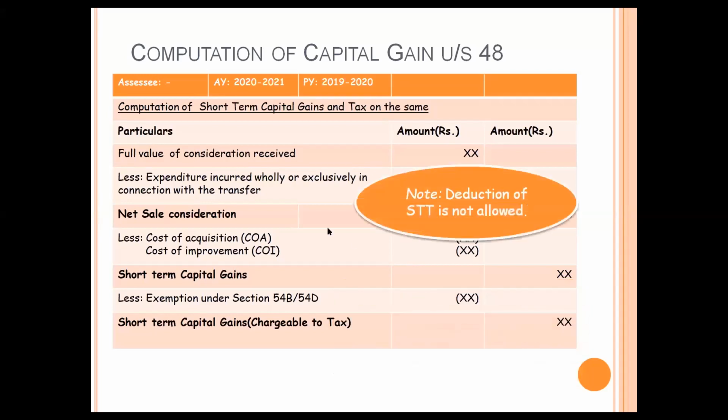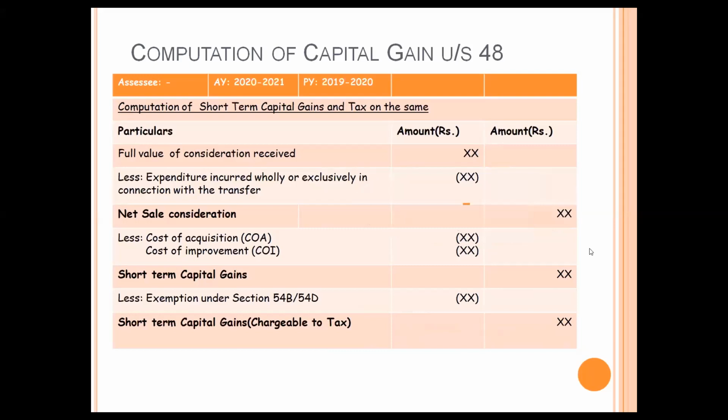So as told before, for expenditure, say on sale of a land or building, there might be a commission or brokerage paid to a person that can be considered as an expenditure incurred only or exclusively in connection with the transfer. However, STT is not allowed as an expense.